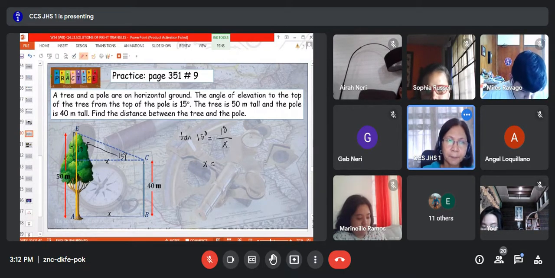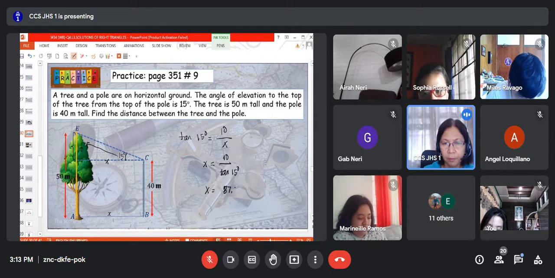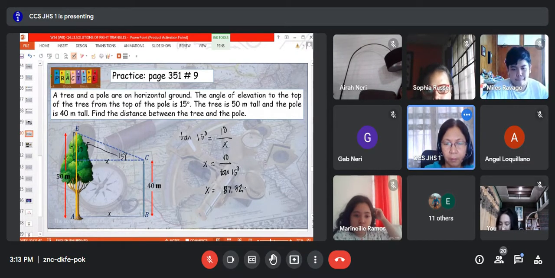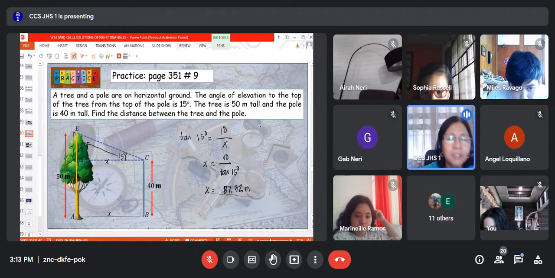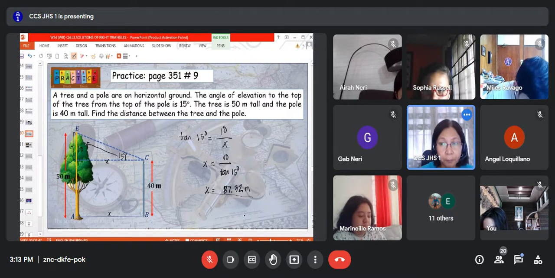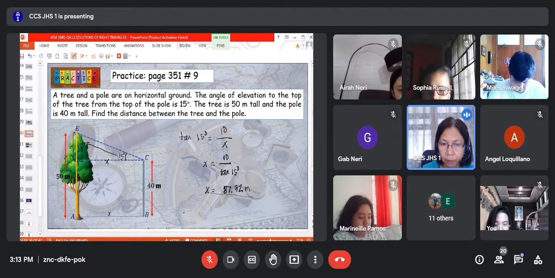Your solution: 37.32 meters. So the distance between the tree and the pole is 37.32 meters. That is your answer in sentence form.